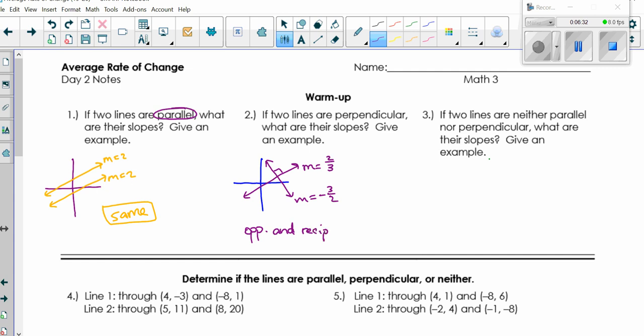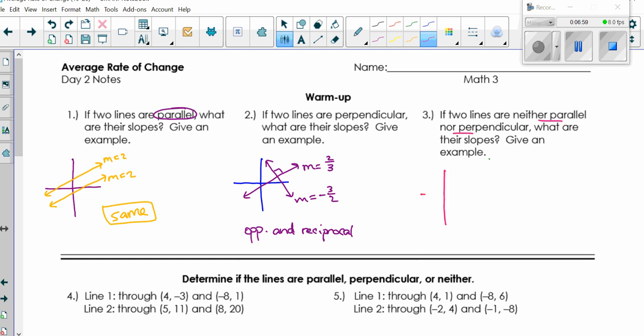and reciprocal. And those questions tend to pop up a lot on the SAT and ACT, just talking about understanding that perpendicular lines have opposite and reciprocals. So opposite is referring to this is positive, this is negative, and reciprocal means if this is 2/3, flip it, that's 3/2. Okay, and the next one, if two lines are neither parallel nor perpendicular, what are their slopes?